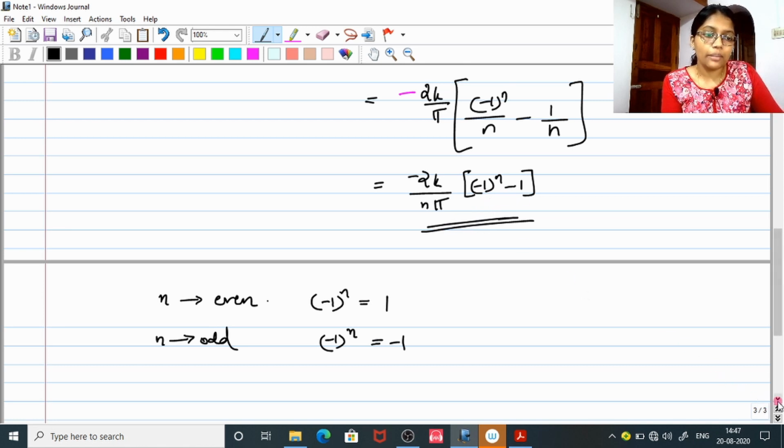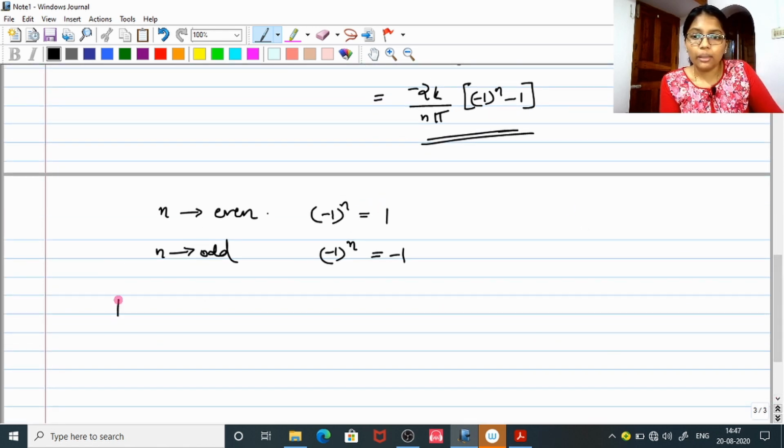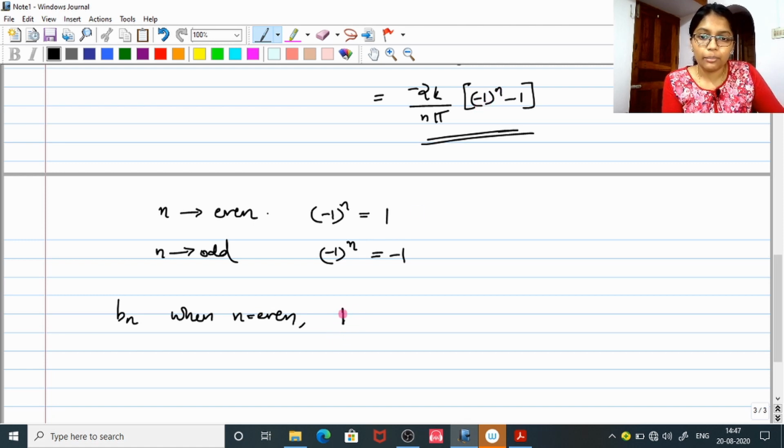Bn when n is even. When n is even, this value becomes simply 1, isn't it? Bn value will be minus 2k divided by n pi. When n is even, negative 1 raised to n becomes 1. So when I substitute this 1 over here, I get 1 minus 1, that is 0.